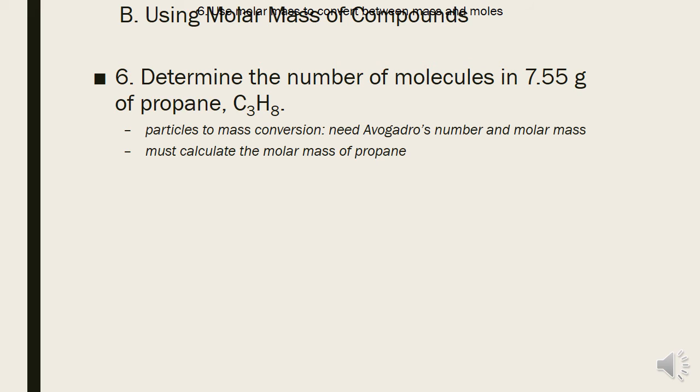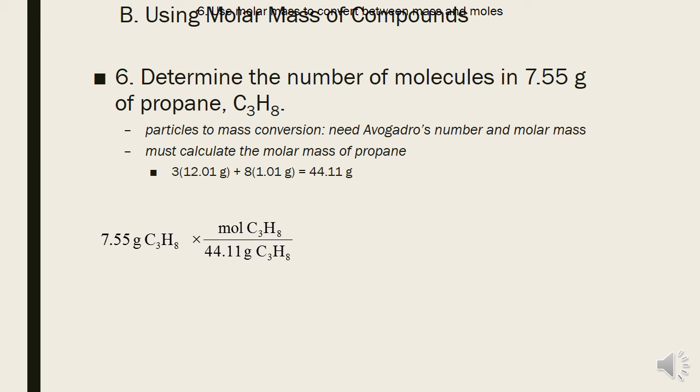So the molar mass of propane we need to calculate. Notice there are 3 moles of carbon and 8 moles of hydrogen. So 3 times the molar mass of carbon plus 8 times the molar mass of hydrogen gives you 44.11 grams per mole. So as far as doing the calculation here, starting with the mass we're given, 7.55 grams of propane, we can use our molar mass to convert that into moles. Notice your molar mass needs to go in the denominator here. So grams cancel. And then we're left with moles.